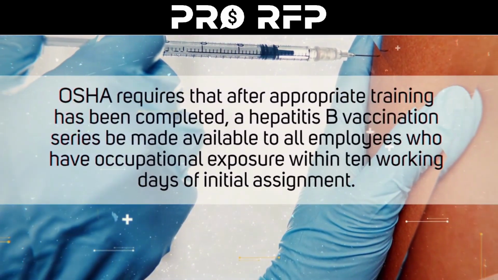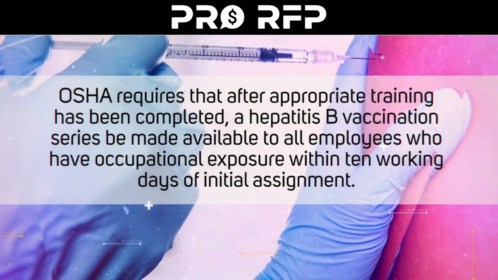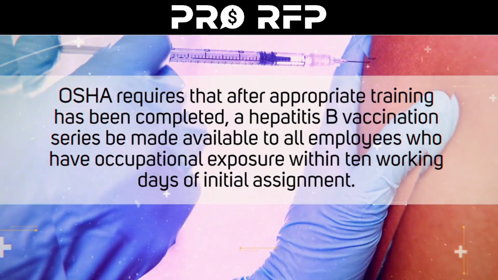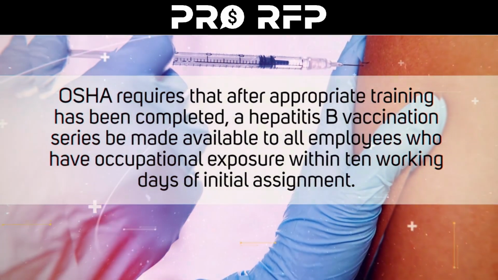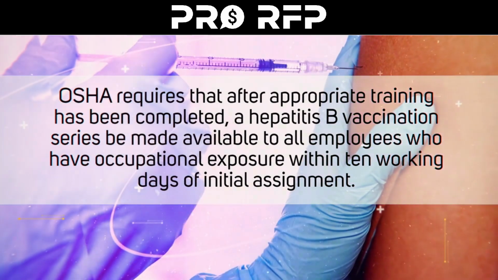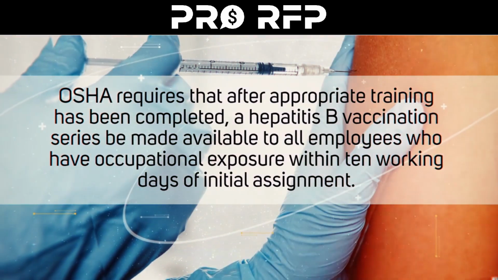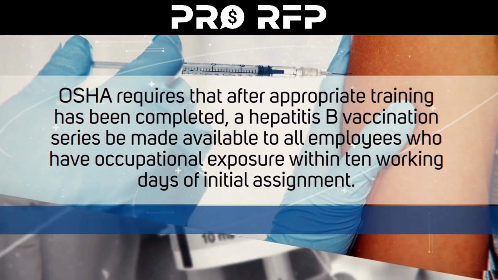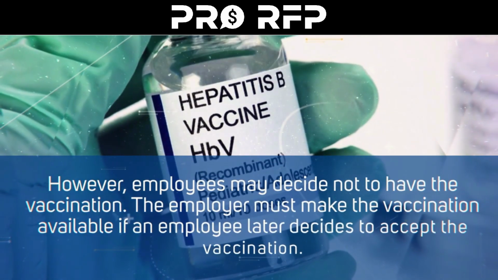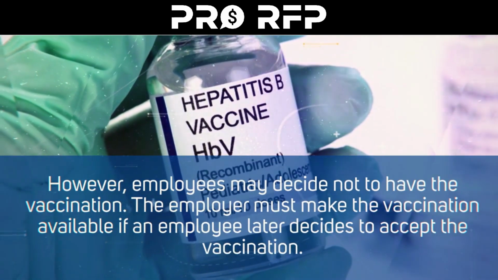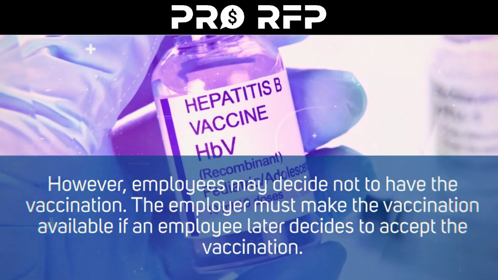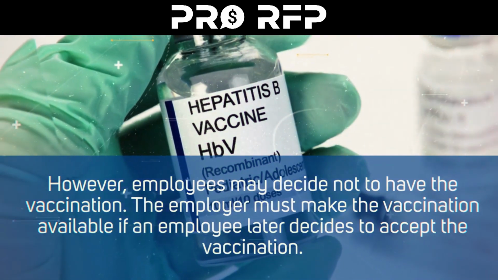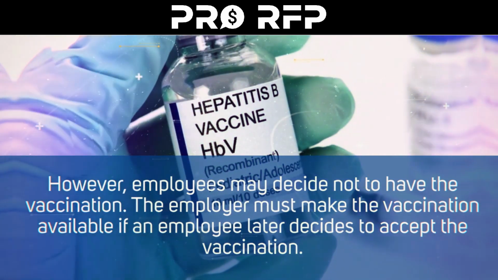Additionally, OSHA requires that after appropriate training has been completed, a hepatitis B vaccination series be made available to all employees who have occupational exposure within 10 working days of initial assignment. However, employees may decide not to have the vaccination. The employer must make the vaccination available if an employee later decides to accept the vaccination.